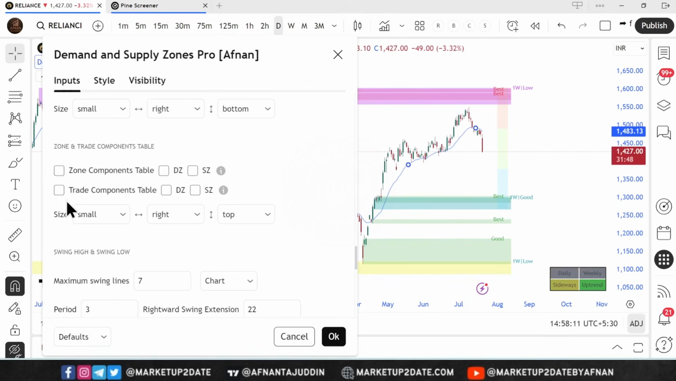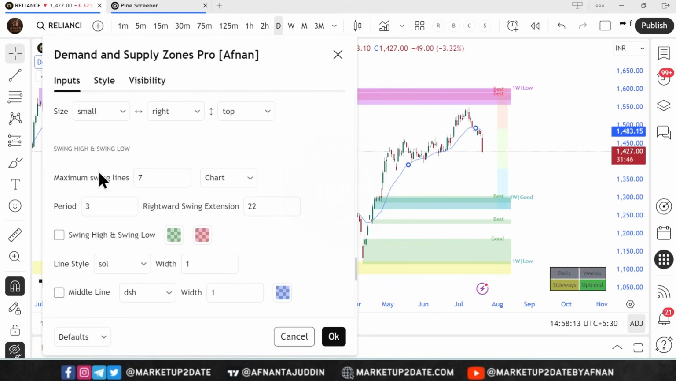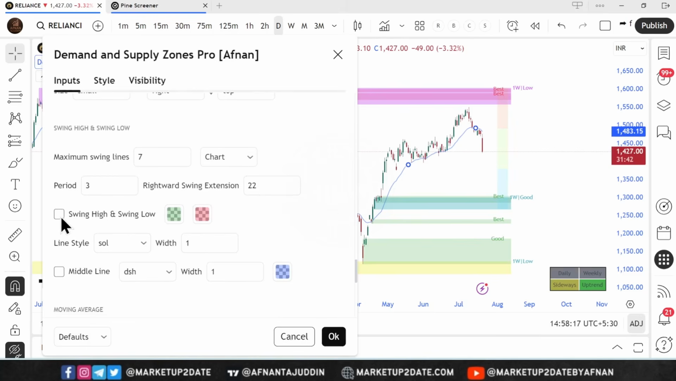Swing high and swing low. This is a built-in classic support and resistance tool based on pivot points. Checking swing high and swing low enables the feature.